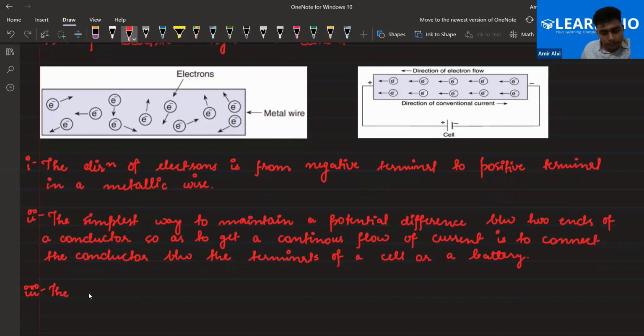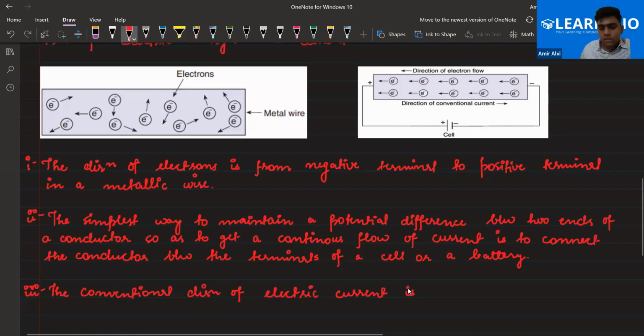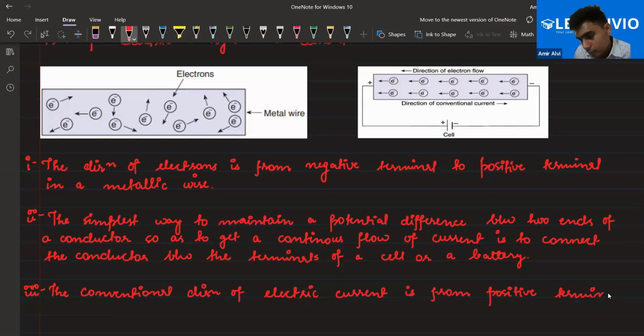the conventional direction of electric current is from positive terminal to negative terminal through the outer circuit.